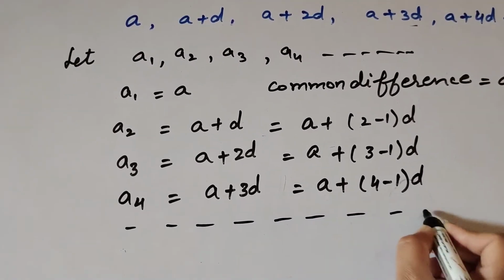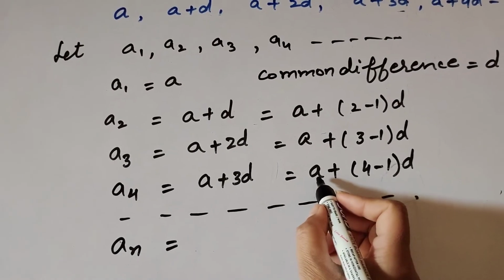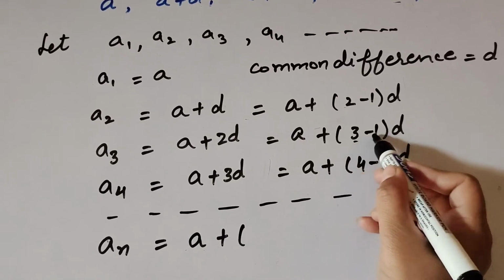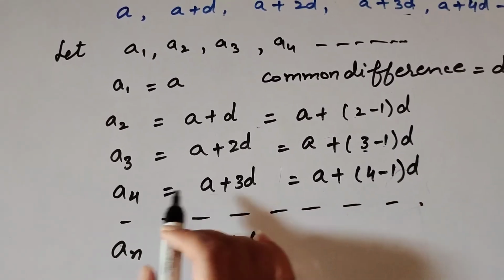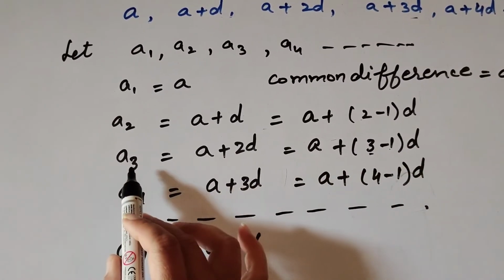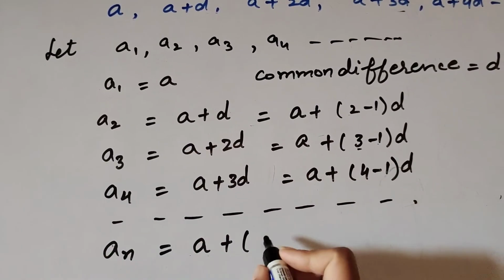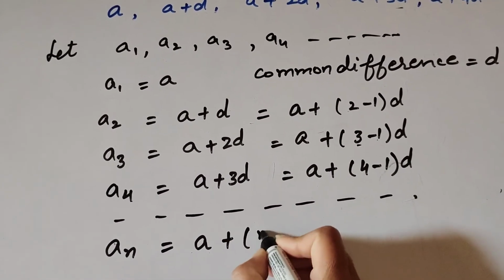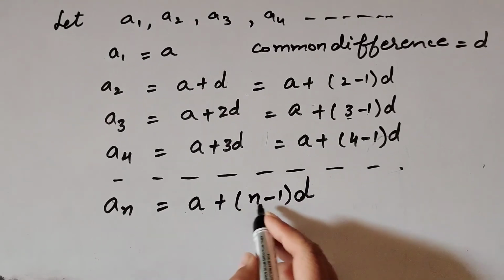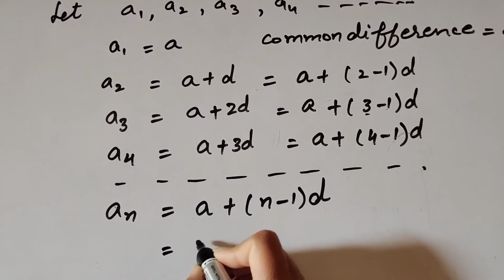So now we generalize an. An is equal to the first term a plus 4 minus 1, 3 minus 1, 2 minus 1. So 4 minus 1 is for the fourth term, 3 minus 1 is for the third term, 2 minus 1 is for the second term. Then for the nth term, it is n minus 1 into d. So the generalization of the AP series is an equal to a plus n minus 1 d.